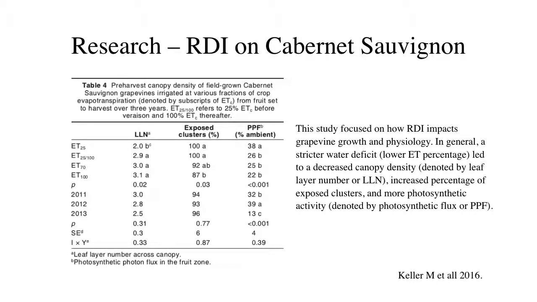This study focused on how RDI impacts grapevine growth and physiology in Cabernet Sauvignon grapes. The investigators found that in general, a stricter water deficit, or a lower percentage of full ET, led to a decreased canopy density, denoted by leaf layer number, or LLN, increased percentage of exposed clusters, and more photosynthetic activity, denoted by photosynthetic flux, or PPF.